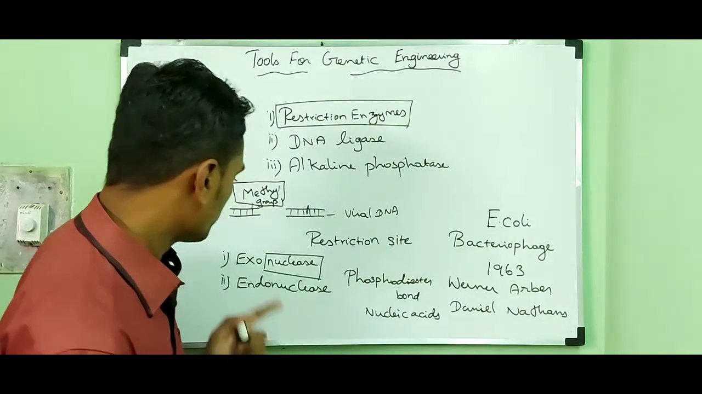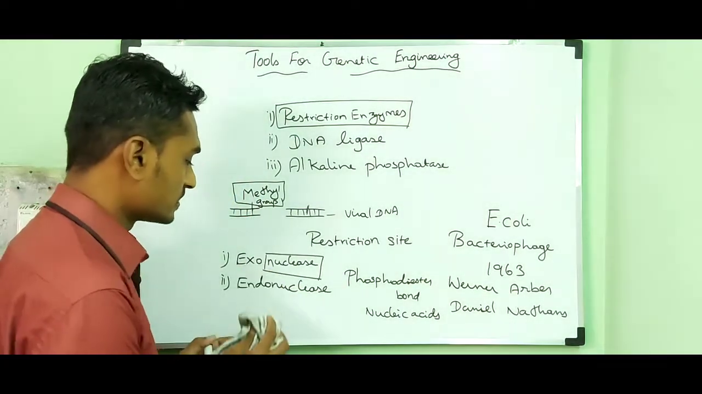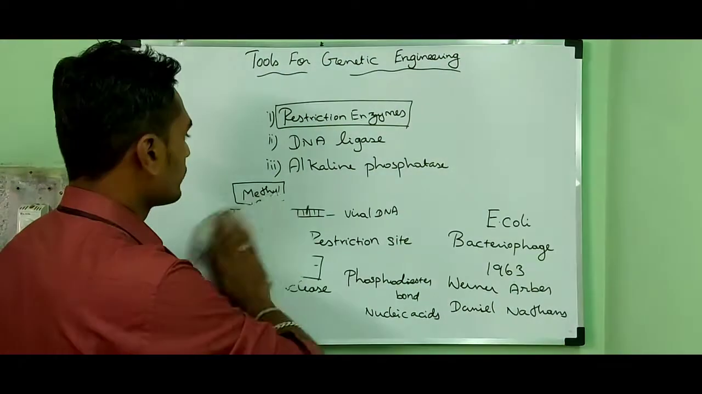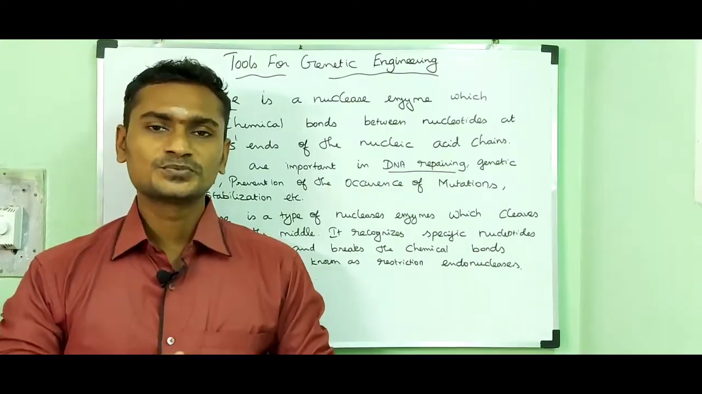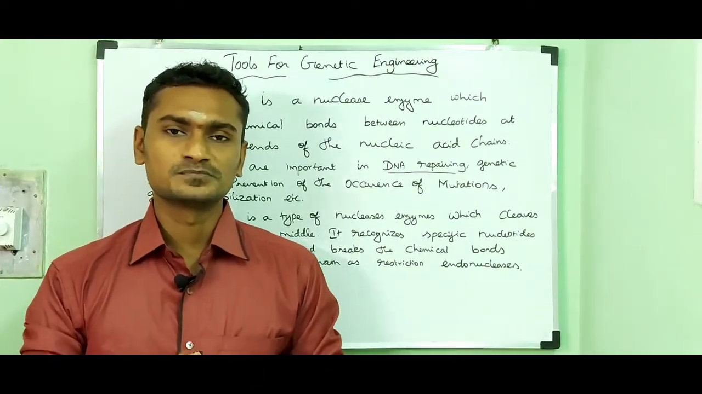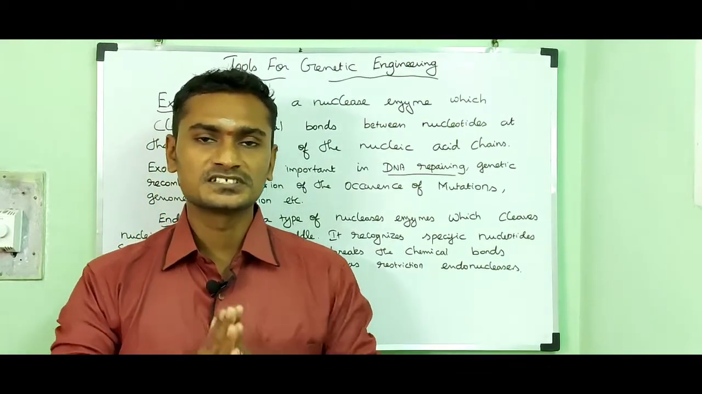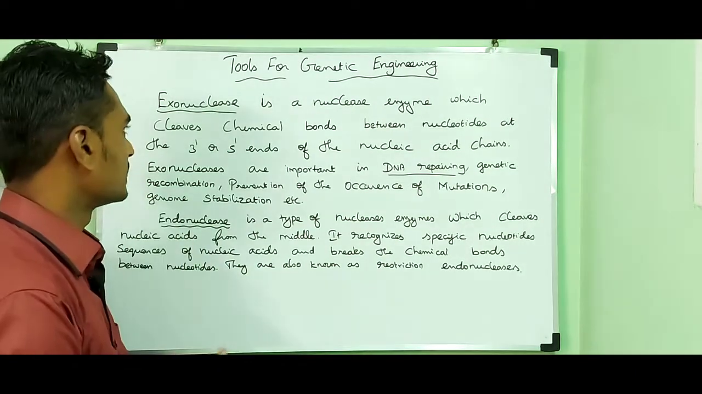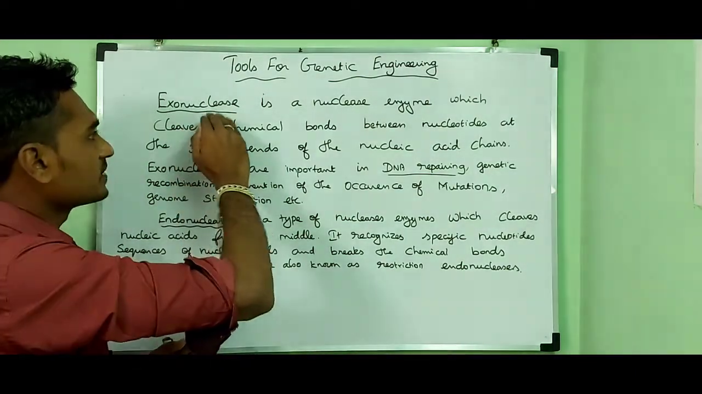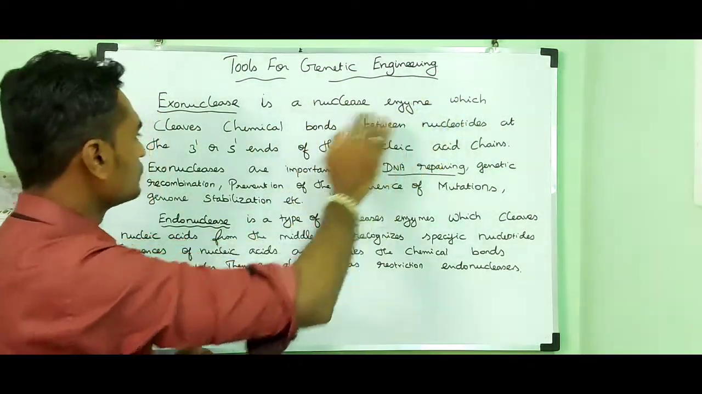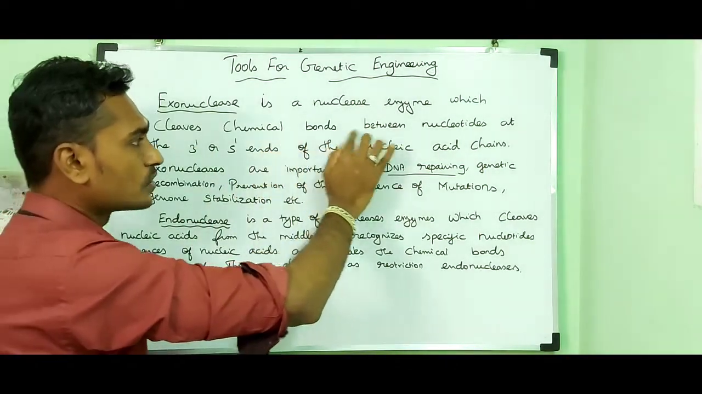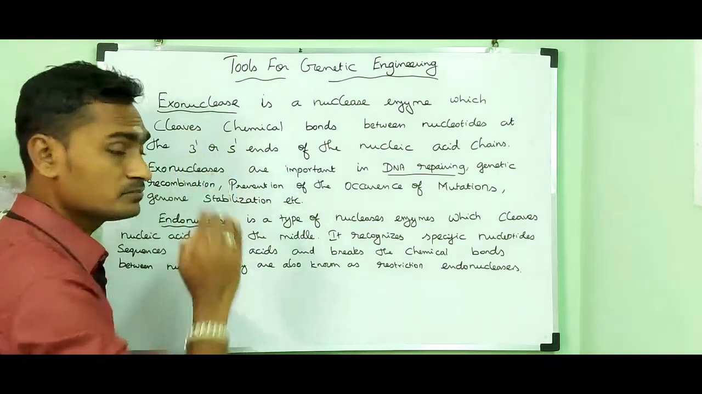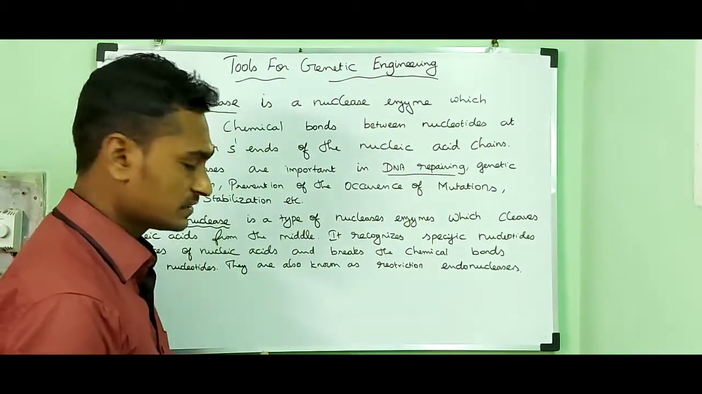Now I am going to tell you what an exonuclease is and what an endonuclease is. Let me teach you the types of restriction enzymes. There are two types: exonuclease and endonuclease. The exonuclease is a nuclease enzyme which cleaves chemical bonds between nucleotides at the 3' end or the 5' end of the nucleic acid chain.